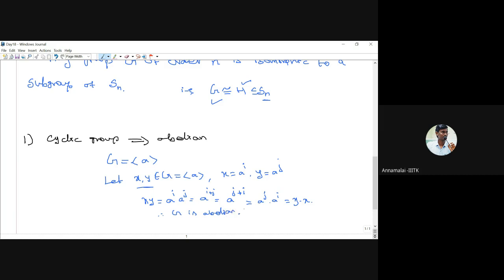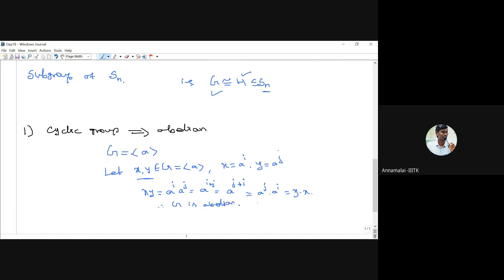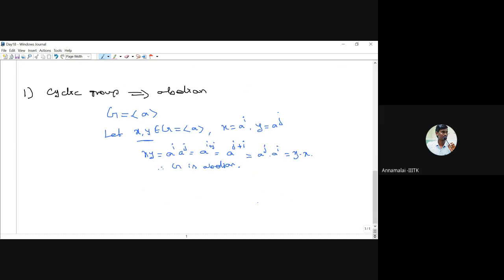So therefore, every cyclic group is an abelian group. It's a very important result. Now, the next question: what about the converse? Are all abelian groups cyclic groups? No. There are plenty of examples. In general, abelian groups need not be cyclic groups. That is, even if xy equals yx holds for all x, y, the group need not be cyclic. Some abelian groups are cyclic, but in general, abelian groups need not be cyclic.